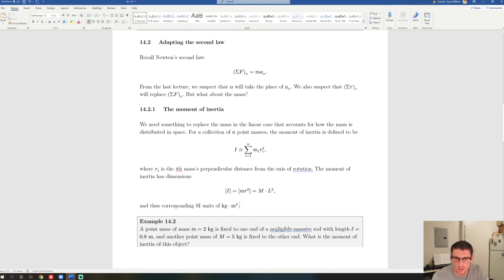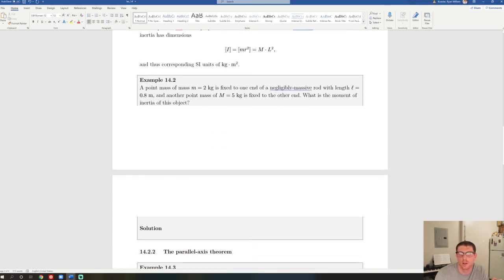So then let's look at an example here. Okay, so the example is a point mass of m equals 2 kilograms fixed to one end of a negligibly massive rod with length L equals 0.8 meters, and another point mass of big M equals 5 kilograms fixed to the other end. What is the moment of inertia of this object?